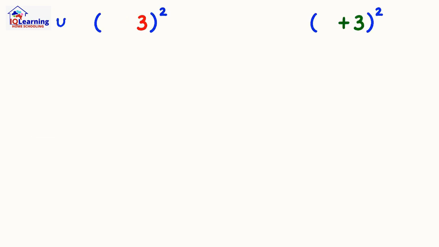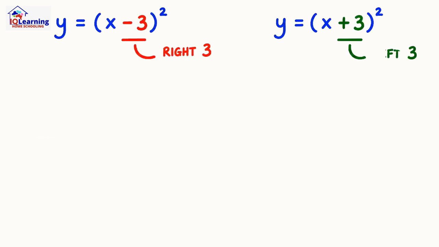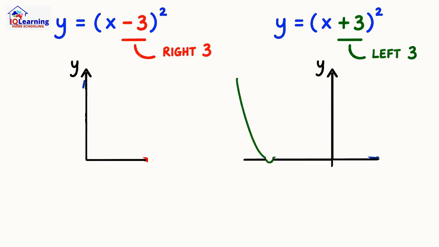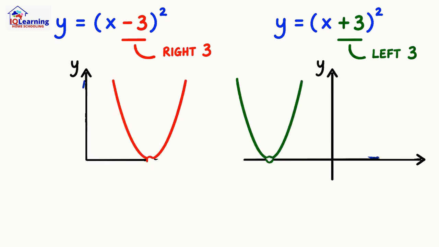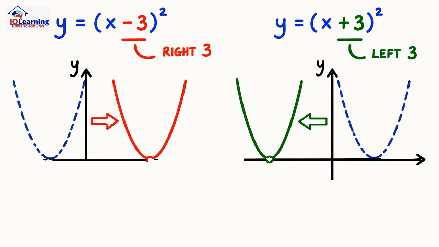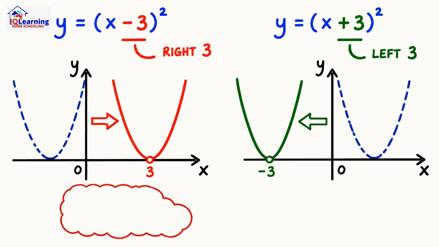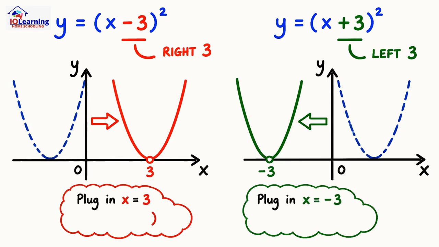The h inside the bracket handles horizontal shifts, but it's counterintuitive. (x minus 3) squared moves the graph 3 units to the right. (x plus 3) squared moves it 3 units to the left. Why? Because you need to plug in x equals 3 to make that first bracket 0, shifting the bottom of the U-shape to the right.